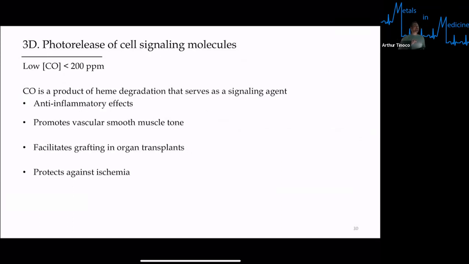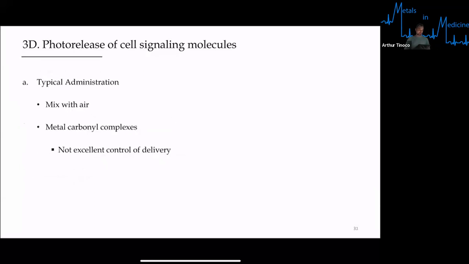But at low concentrations, carbon monoxide is quite valuable. So we're talking about lower than 200 ppm as a point of comparison. It's a product of heme degradation that can serve as a signaling agent. It has anti-inflammatory effects. It can promote vascular smooth muscle tone, facilitate grafting in organ transplants, and protect against ischemia. So it does have important properties.